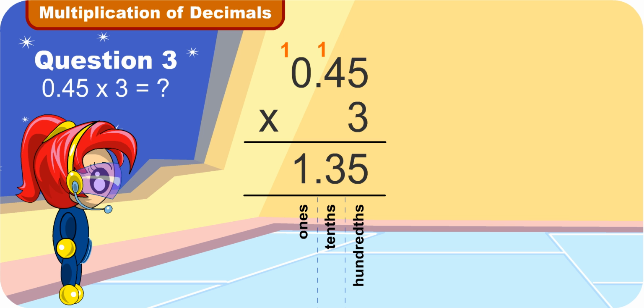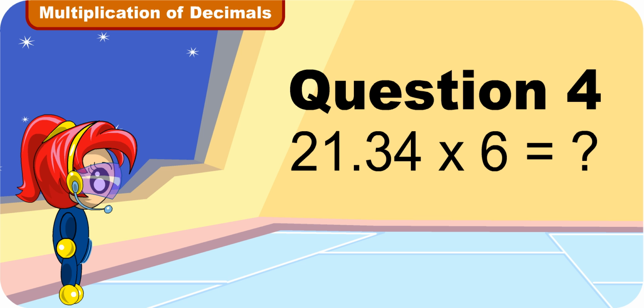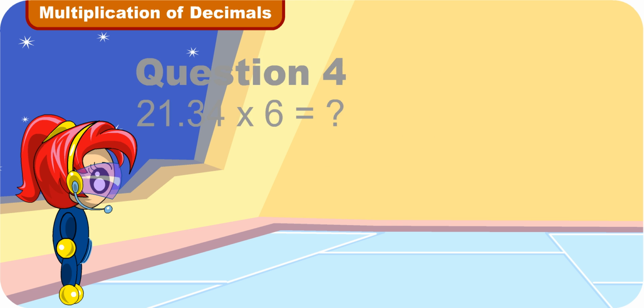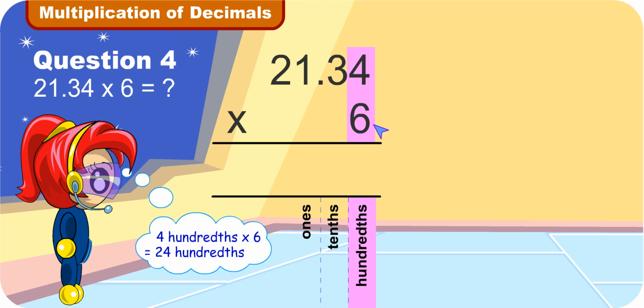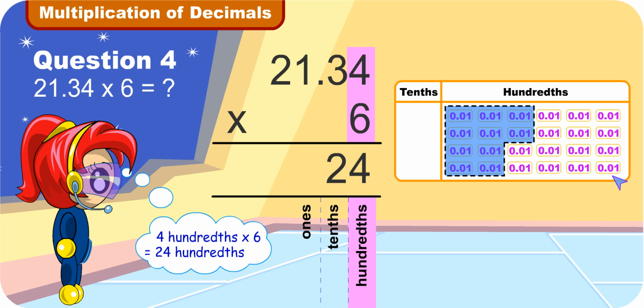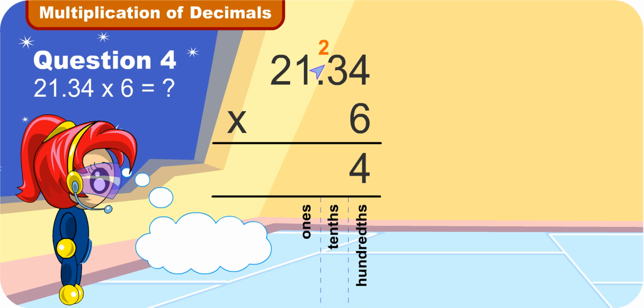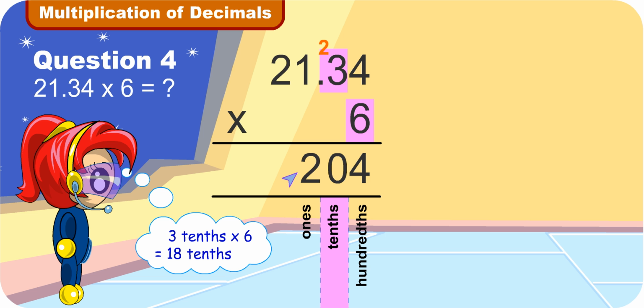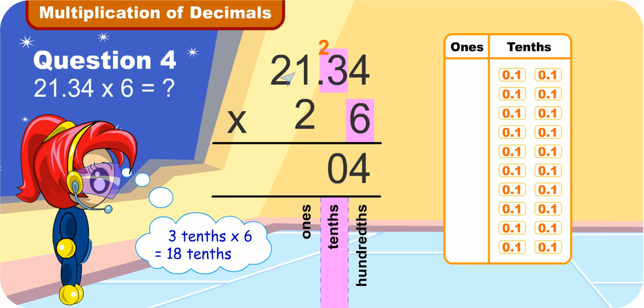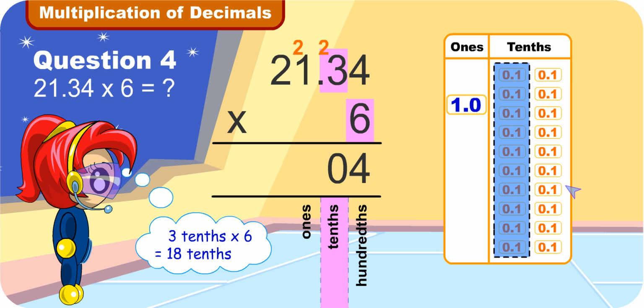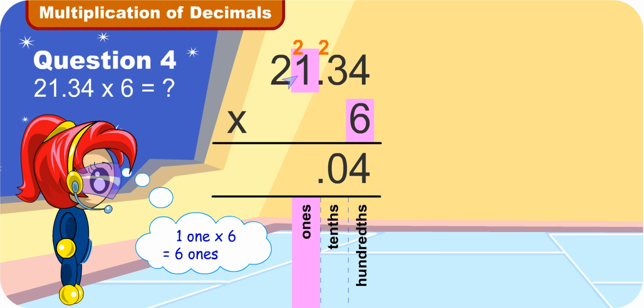Very good, Turbo Girl. A harder question for you this time. Wow, looks very difficult, but I'll try my best. First, I multiply 4 hundredths by 6 to get 24 hundredths. 24 hundredths is equal to 2 tenths and 4 hundredths, so I have to carry 2 over to the tenths place. Now, 3 tenths times 6 to get 18 tenths, plus 2 tenths, which is 20 tenths. This time, carry 2 over to the ones place, as 20 tenths equals 2 ones. I then take 1 one times 6 to get 6, plus 2, and get 8 ones.